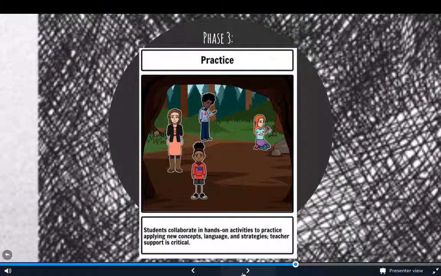During the practice phase of the Calla method, it is more student-centered. Students should participate in hands-on activities in a collaborative atmosphere. This should help them apply new concepts, language, and strategies. Initially, teachers should provide more support, and then as students are able to do more work independently, they should allow the students to take the lead.